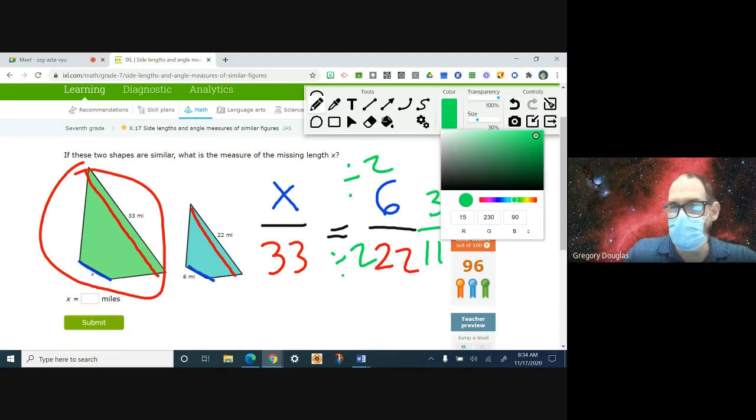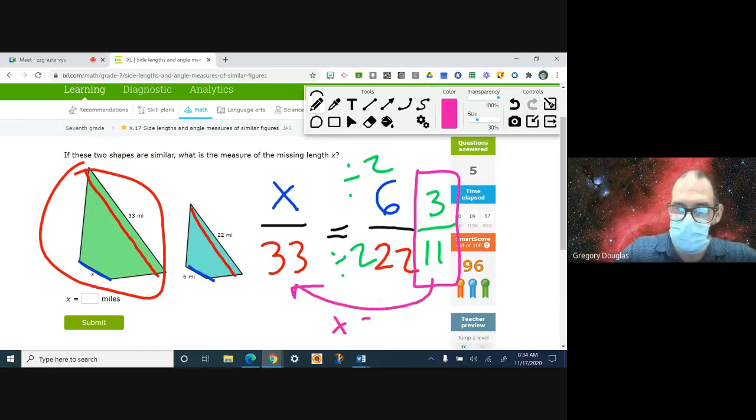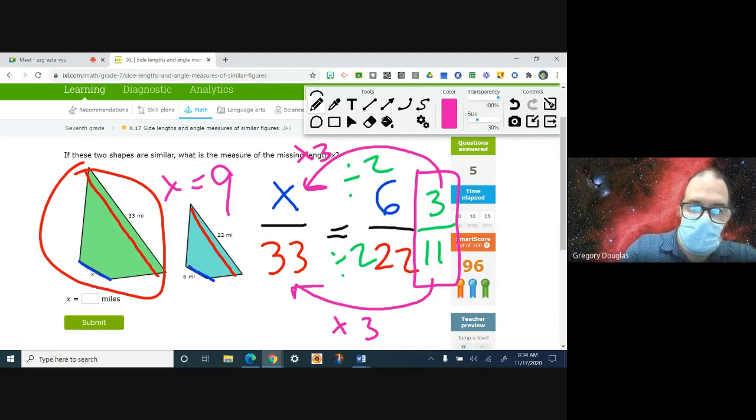And if I didn't want to rewrite it or anything, I could just say, now, how do I get from 11 to 33? Times 3. So whatever you do to the bottom, you've got to do to the top. So 3 times 3, X is going to equal 9. And that's going to be it, guys.